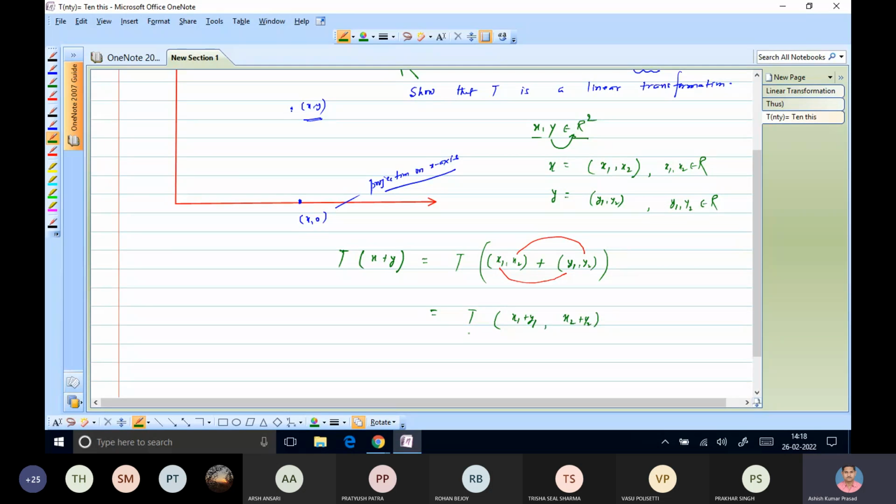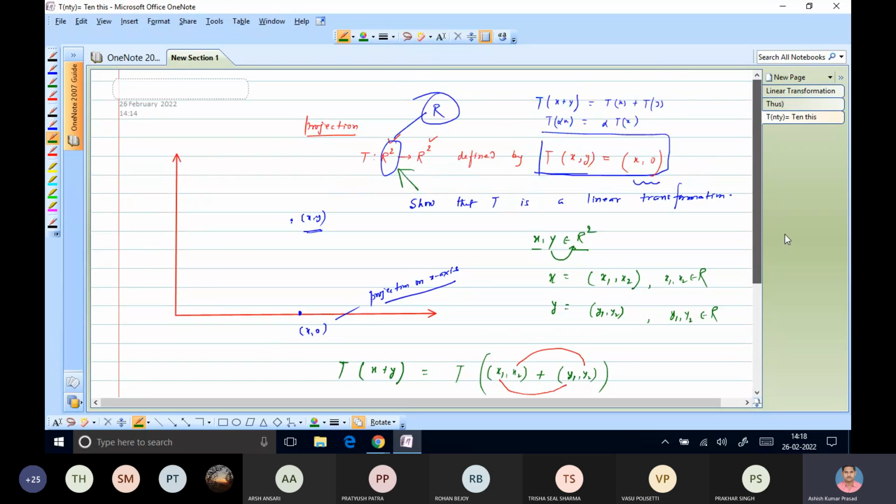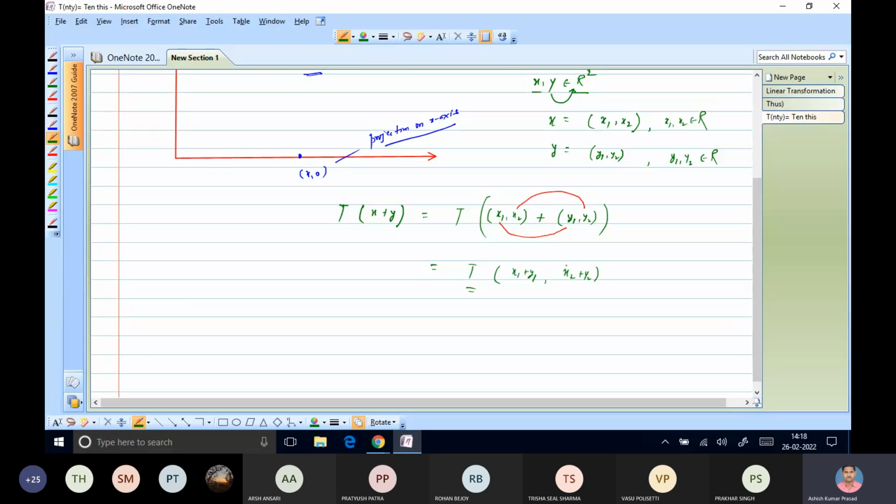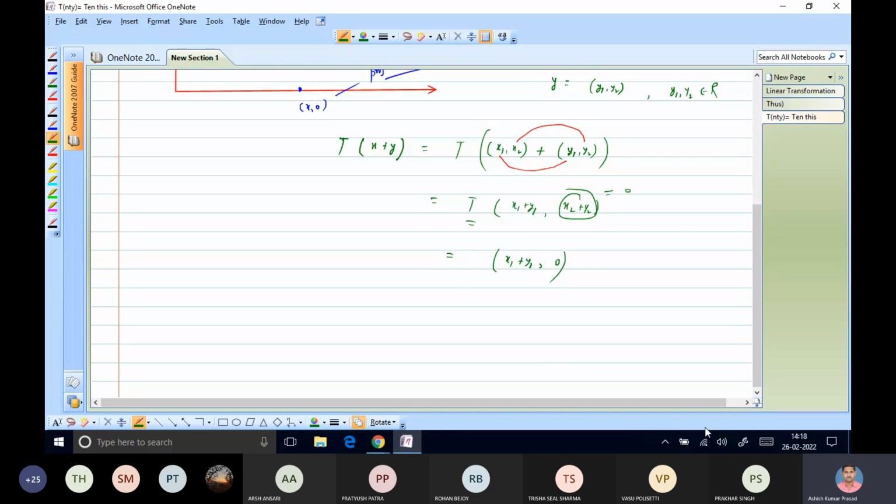And what is the action of T? See, the action of T is that it is making the second component 0. When T acts on any point x, y, it makes the second component 0. So whatever the second component is, that will be 0. So I am getting the point x1 plus y1, and here the second component is 0.